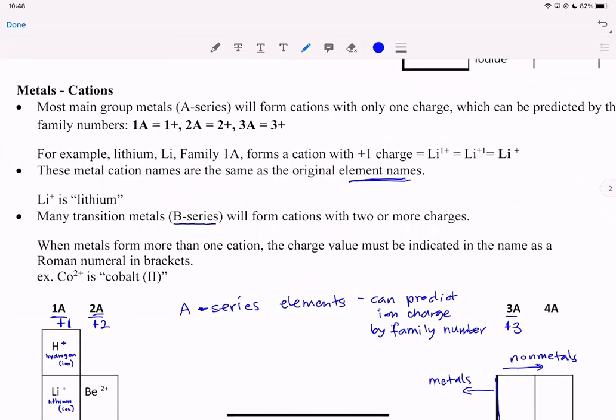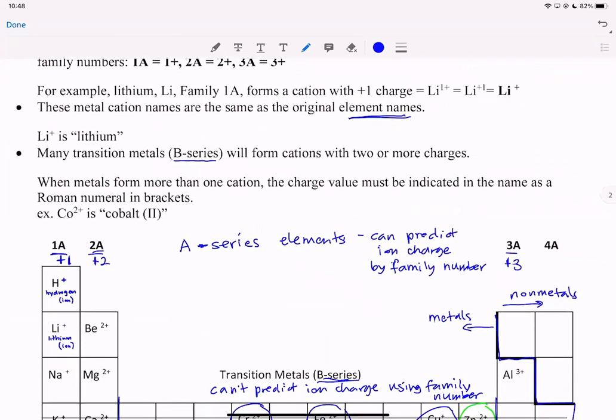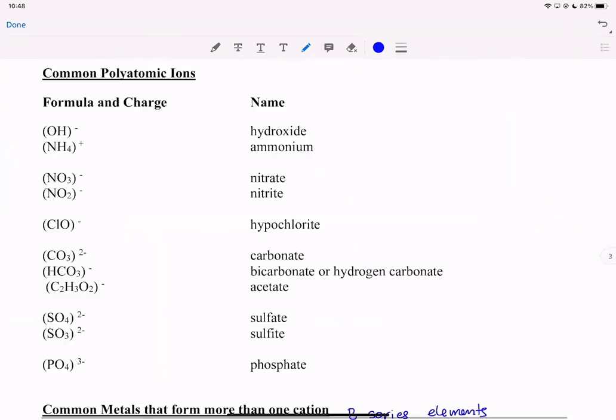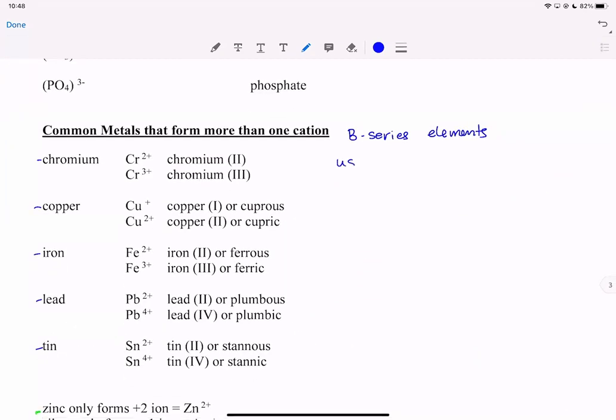Those are the B series. Okay, and for those in the B series, these guys in the center section and +2 over on the right, for these you use the Roman numeral to indicate the charge value. So that's why this is chromium, which is the element Cr. Well, when it's the +2 or 2+ ion, it has the Roman numeral 2. Okay, so we looked at that last time.